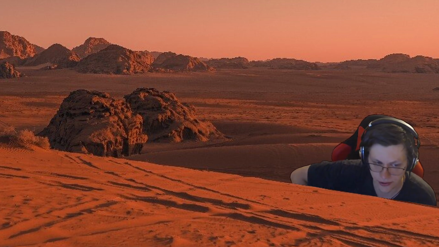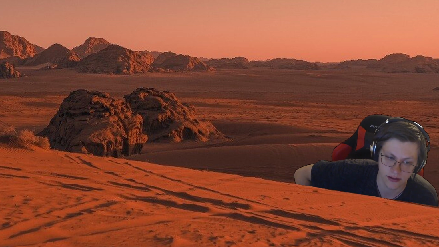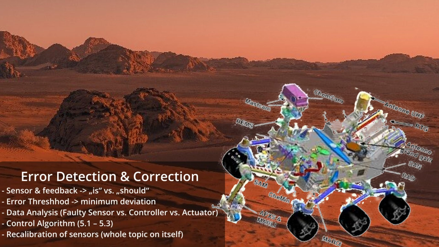Moving to error detection and recovery. How do we even check if we have an error in our system? I mean, yes, we have our sensors and the feedback from them, and we can compare the is and the should. And with that, we can basically set up an error threshold. So we define a space where we have to be around our should, where we say, okay, this is fine, but if we go out of this threshold, we have to do something.